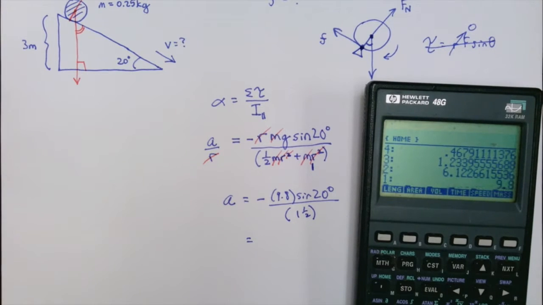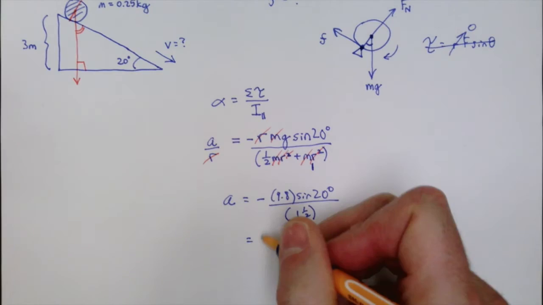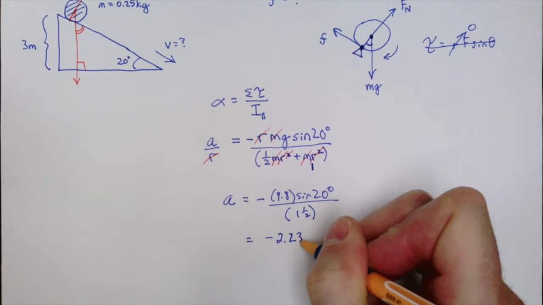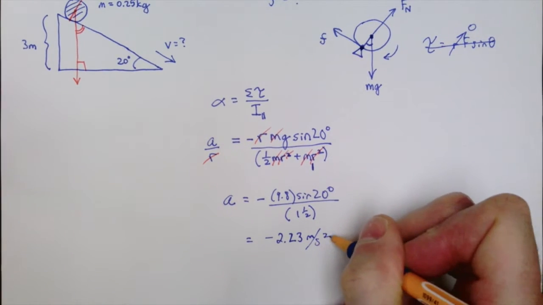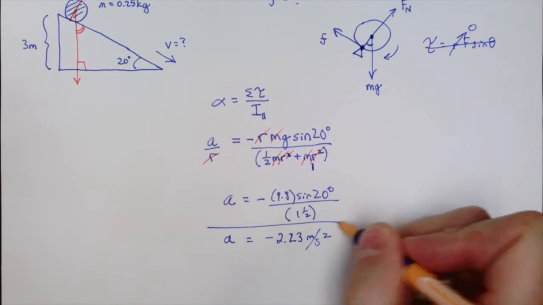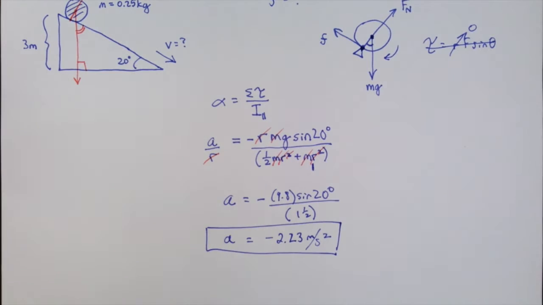And so in the end, let's see what we get. 9.8 times the sine of 20 and divided by 1.5. So it's 2.23, or if we're going with direction, negative 2.23 meters per second squared. That's our answer for acceleration. All right, so that's part 1.